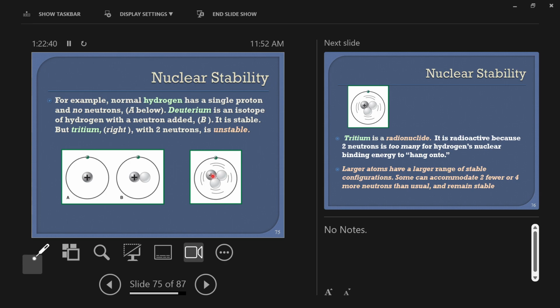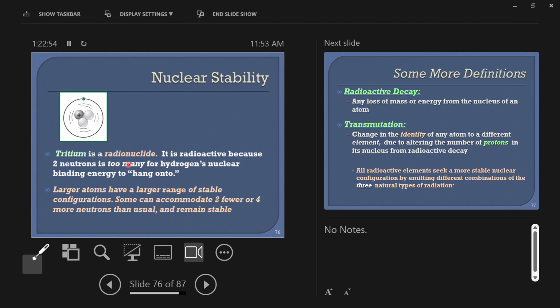Tritium is radioactive, so we call it a radionuclide. It's also an isotope of hydrogen, so we call it a radioisotope too. Both terms are appropriate. Not one or the other, but both. Tritium is a radionuclide. It is radioactive because 2 neutrons is too many for hydrogen's nuclear binding energy to hang on to.